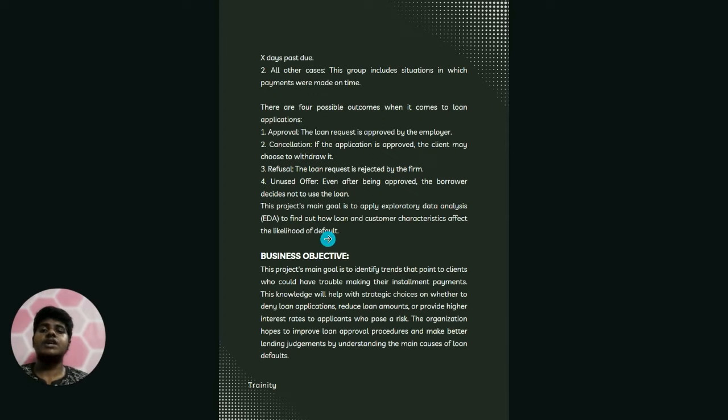Next, the business objective is to pinpoint indicators of clients who may struggle with their loan installment repayments. This insight will inform strategic decisions such as whether to delay loan applications, decrease loan amounts, or offer higher interest rates to applicants who may be risky. The organization aims to enhance its loan approval procedures and make more informed lending decisions by comprehending the primary factors contributing to loan defaults.